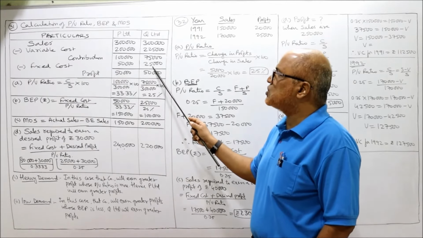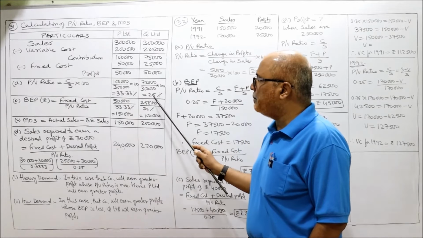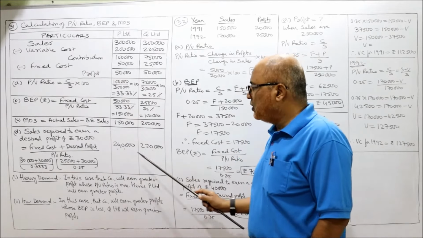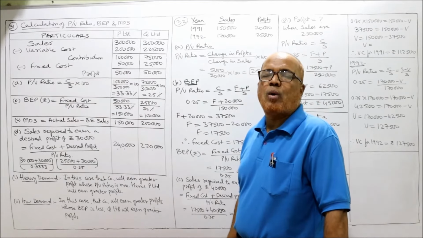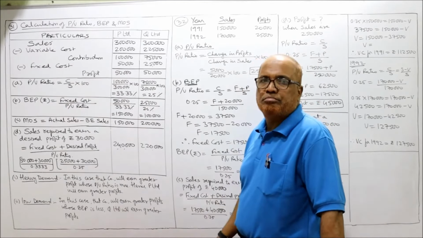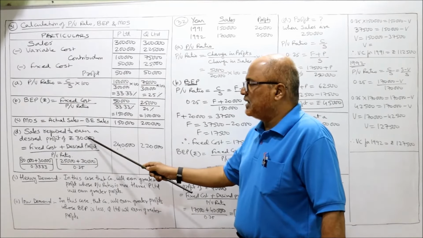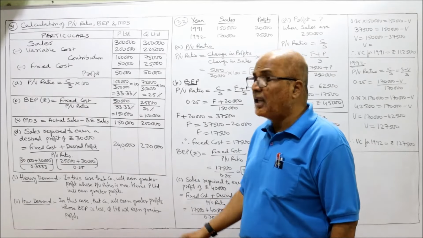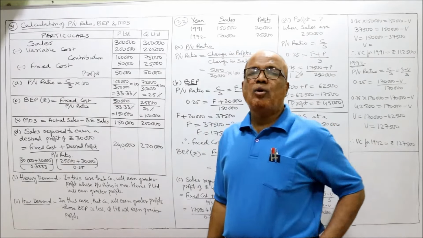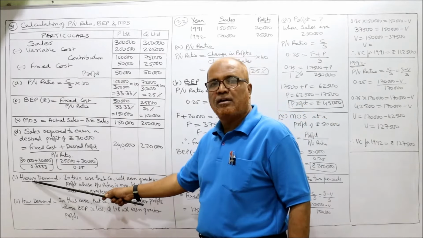Similarly, how much is the fixed cost? 25,000. So 25,000 plus 30,000 divided by 0.25, you will get 2,20,000. So 2,40,000 is the sales required to earn a desired profit of 30,000 for P Limited. For Q Limited, for a desired profit of 30,000, 2,20,000 is the sales. Over.